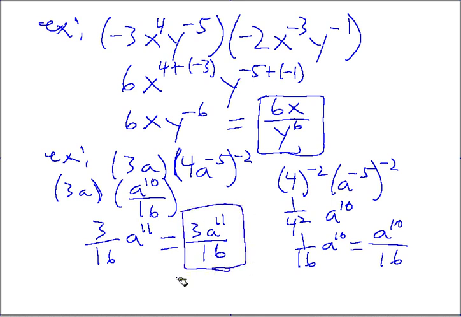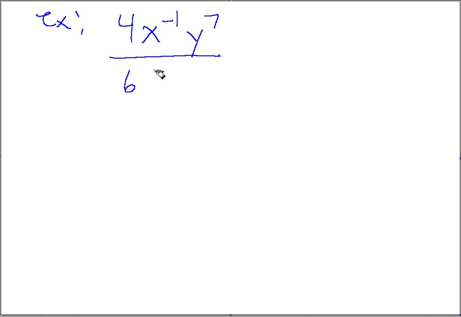All right, let's go ahead and try one with a division. Let me go and clear out the screen here. Okay, let's try this problem. Let's look at 4x to the negative 1, y to the 7th, all over 6 to the negative 1, all right, and x cubed, and y to the negative 2nd power. Okay, let's go and try this one.